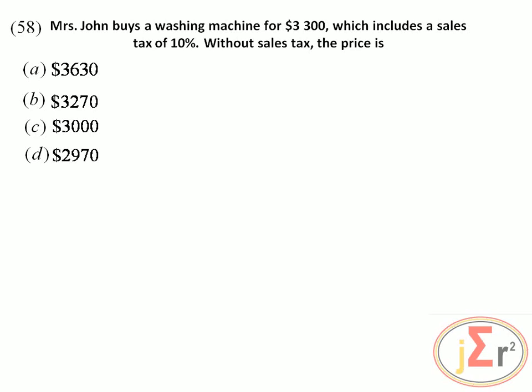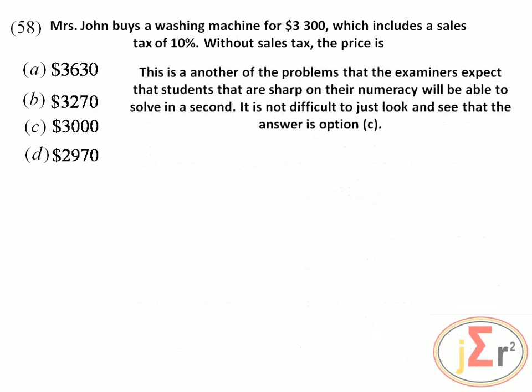Mr. John buys a washing machine for $3,300, which includes a sales tax of 10%. Without sales tax, the price is, what do we imagine it should be? This is another of the problems that the examiners expect that students that are sharp on their numeracy will be able to solve in a second. It is not difficult to just look and see that the answer is option C. Alright, so that is the answer.